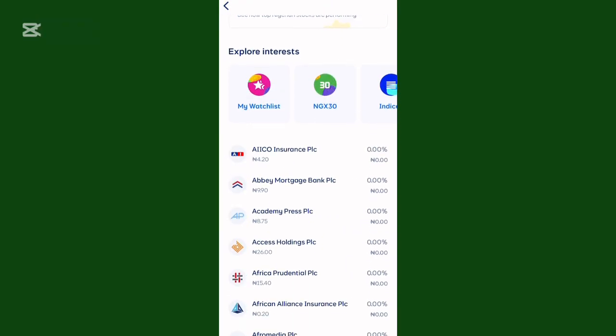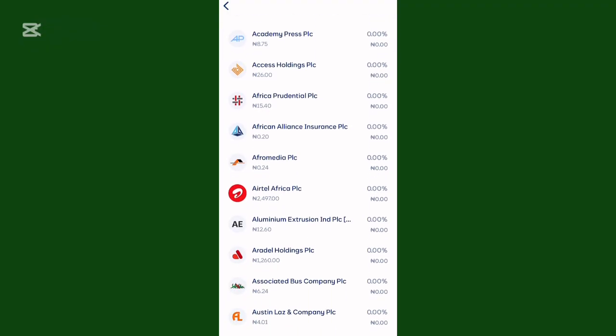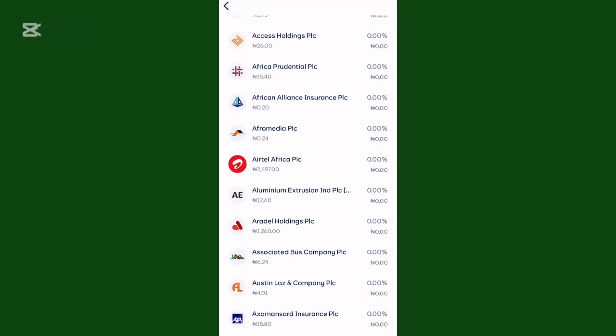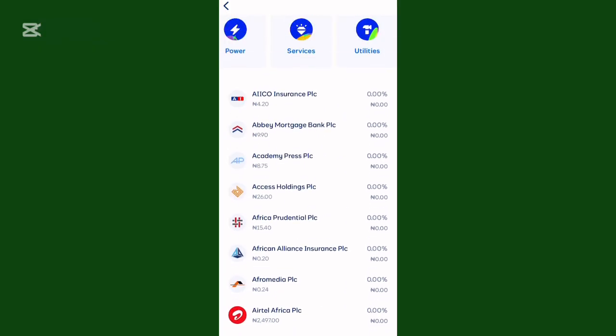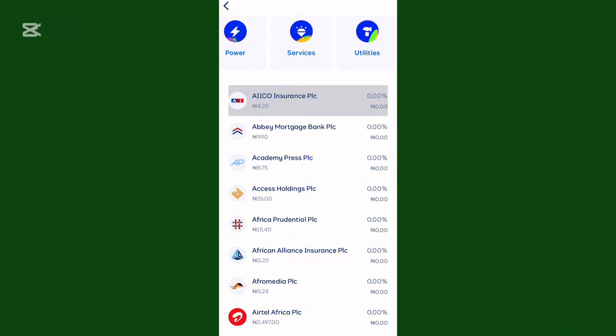But if I want to go ahead and buy stock, I'll click on this plus sign, and then it will show me different things. You can see NGX 30, which is the top 30 stocks in Nigeria. If I want to invest in any sector, I can simply go through any of these icons. So let's use Aradel as an example, or let me use ICO.